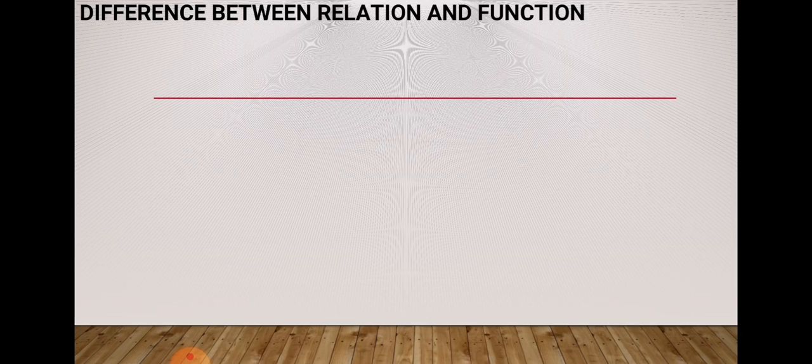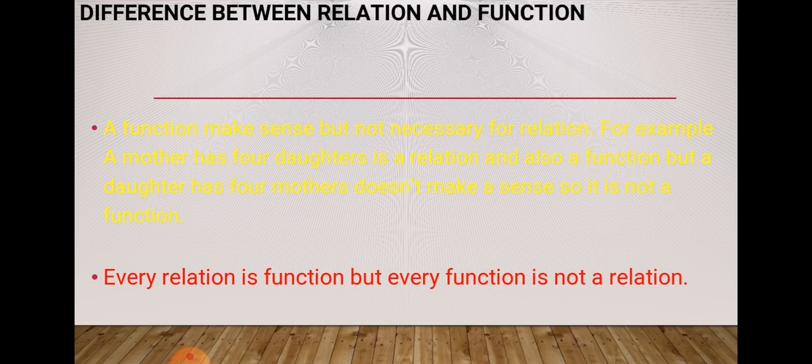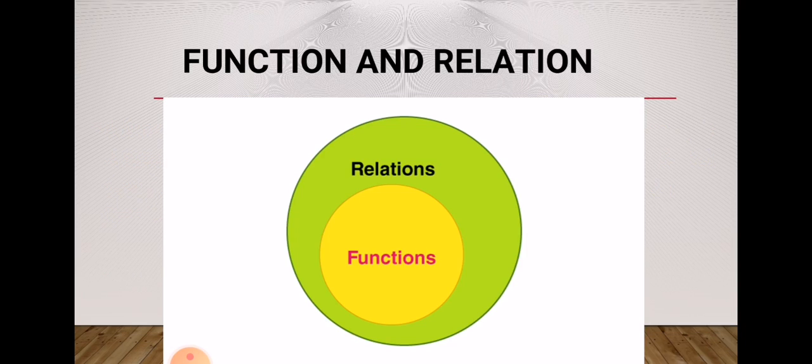So, the difference between relation and function. A function makes sense, but not necessarily a relation. For example, a mother has 4 daughters is a relation and also a function, but a daughter has 4 mothers doesn't make sense. It can be a relation but not a function. So every function is a relation, but every relation is not necessarily a function. This diagram clearly shows that a relation is a broader concept, whereas a function is a part of a relation.